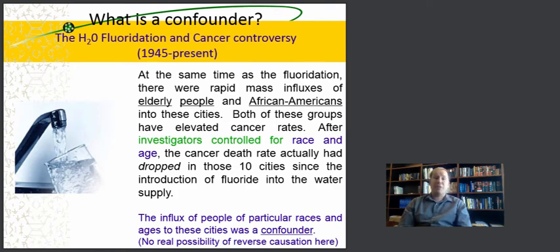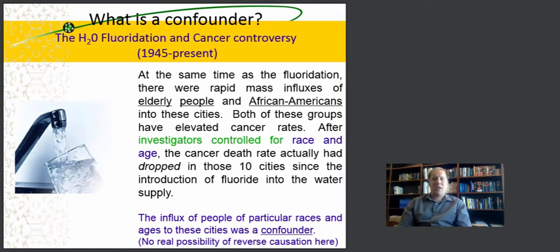After investigators had controlled in their studies for race and age, they discovered that the cancer death rate had actually dropped in the cities since the introduction of fluoride into the water supplies. So here we see that not only were these positive confounders creating a stronger impression of the cancer, but that when we controlled for those, for whatever reason, the cancer rates had dropped after fluoride was put in the water. We couldn't automatically conclude from that, however, that fluoridating the water causes people to be protected against cancer either. That too is only an association, not causation.